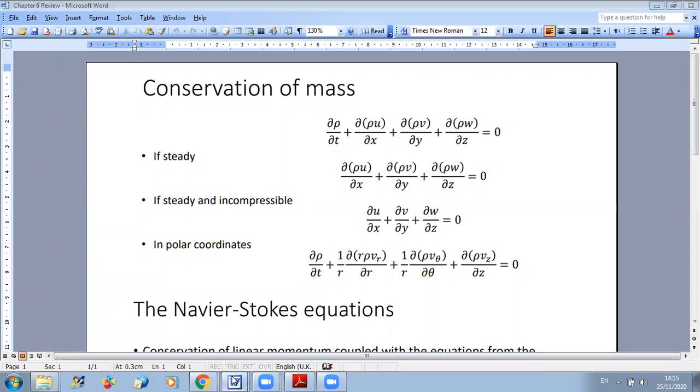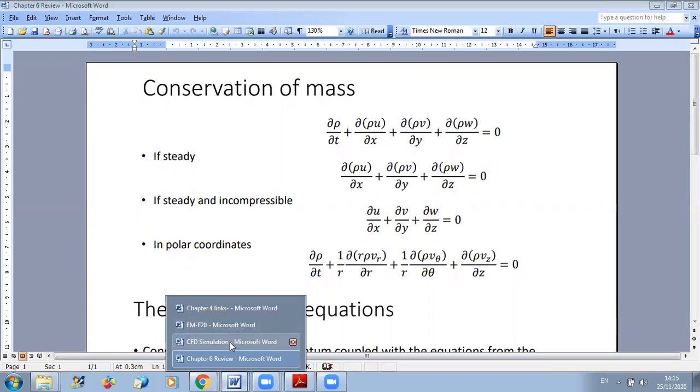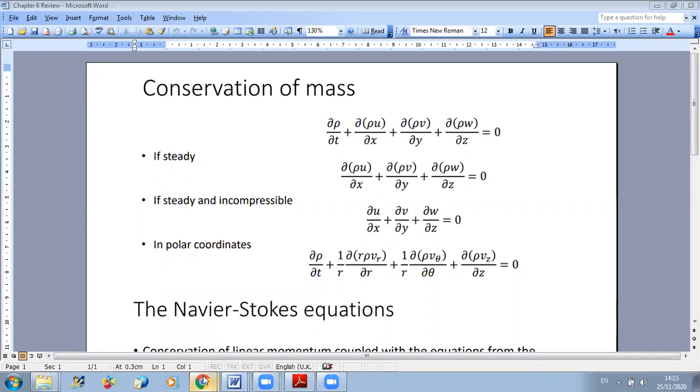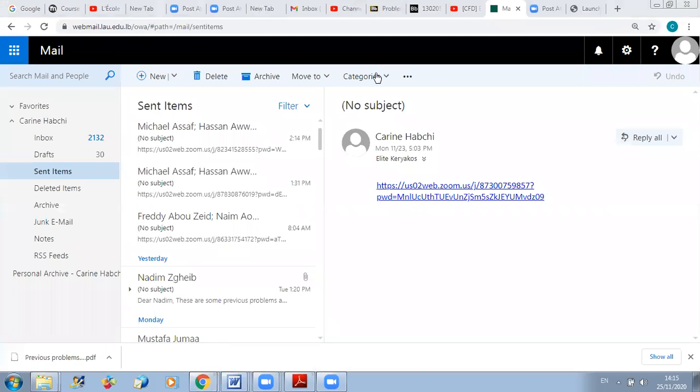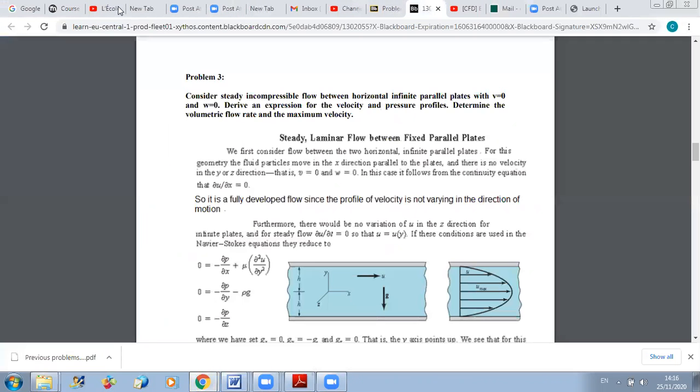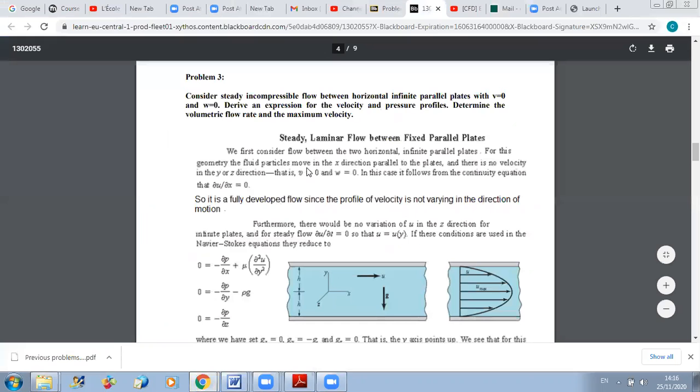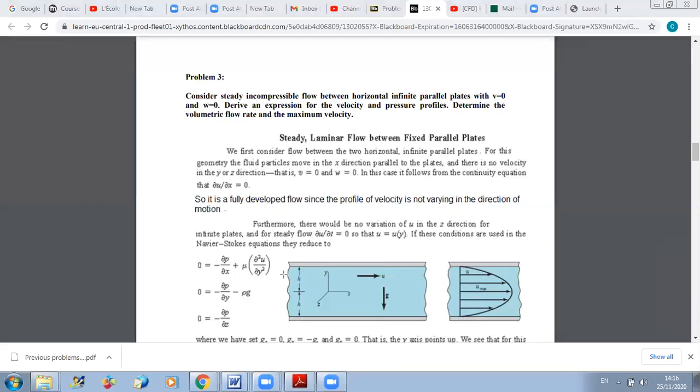Okay. If you look at the figure here, so just one second, let me open the problem again. Look, when they say infinite parallel plates, this means that in this direction you have an infinite length. It's a very large length in the perpendicular direction to the paper, to the screen.